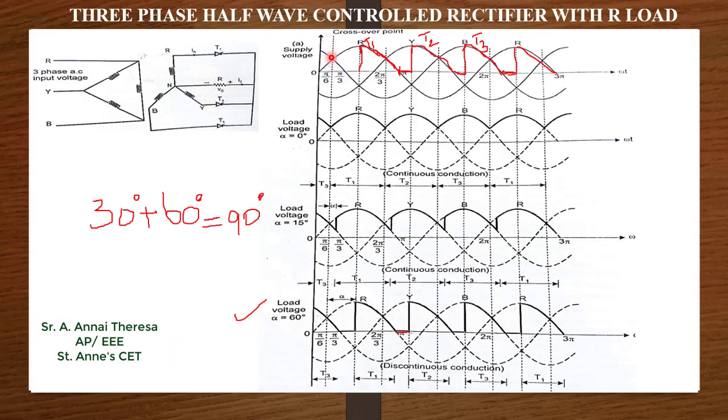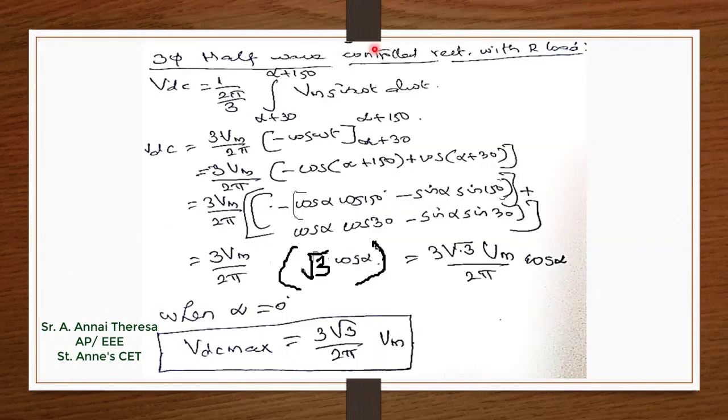Here this is the minimum point and this is the maximum point, that is, 30 degrees is the minimum point and 150 degrees is the maximum point. Between these 2 points only we are triggering the thyristors. That's why we have mentioned alpha plus 30 and alpha plus 150 degrees. The output is Vm sin omega t, which is the input, when the input appears across the load.